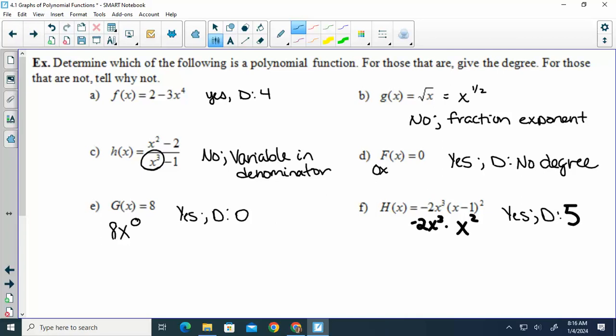Now, did I fully multiply that out? No. But I don't have to. I just have to think, if I were going to, what would be the highest power of x that appeared? So I had the 3 x's out in front times the 2 x's in the parentheses, so I would get 5 there. And we will practice that a lot more in this chapter. Are there questions?